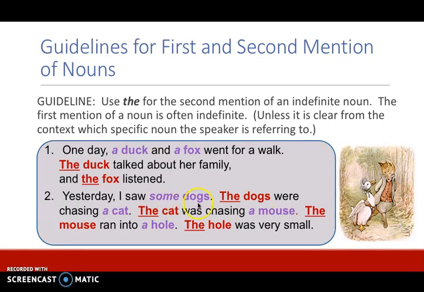So I saw some dogs. The first time the listener doesn't know which dogs the speaker is talking about. But the second time, now the listener knows it's the same dogs. Now it is definite, and they both know which dogs are being referred to. And the same thing goes for the other nouns. The first time a cat is indefinite. The second time it is definite because we know that it's the same cat.